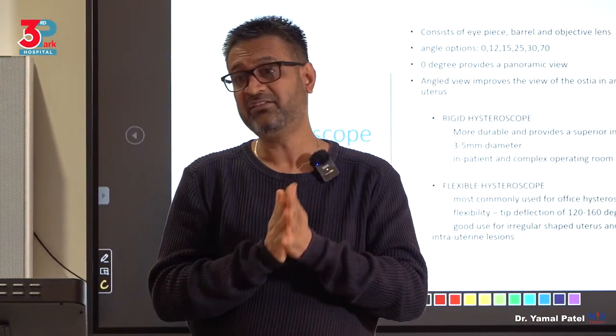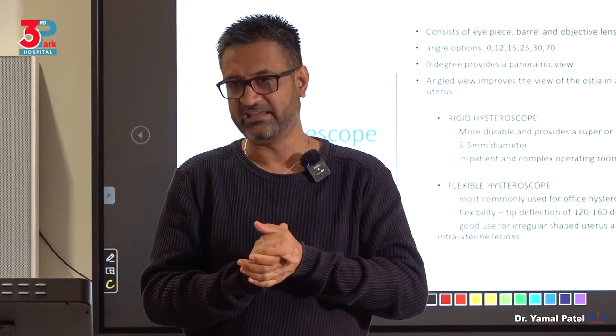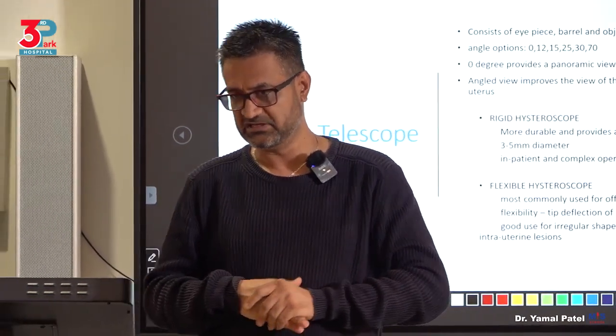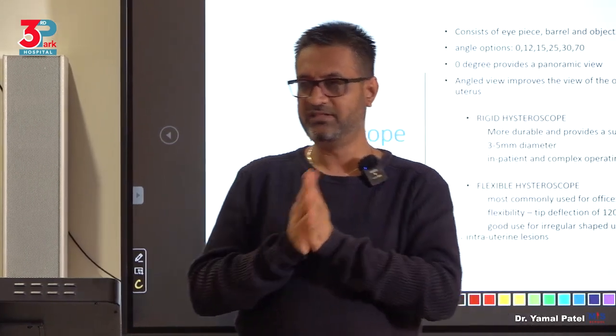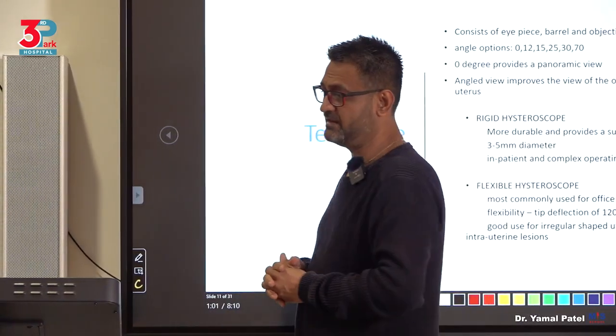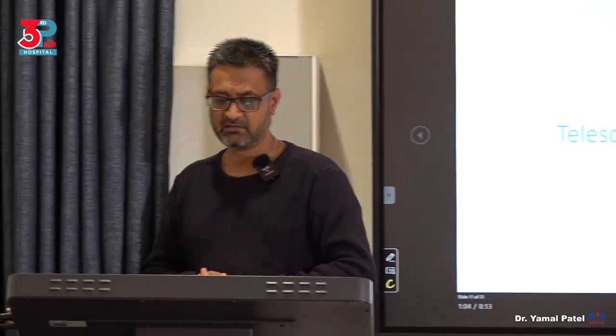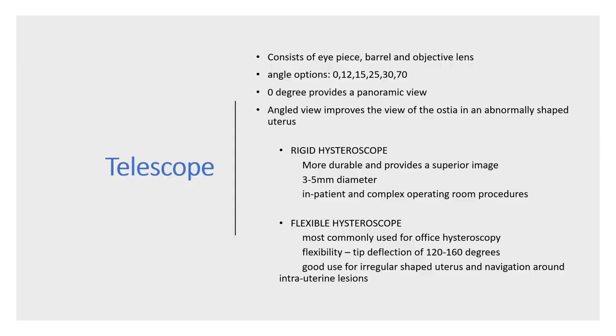But a 12 degree is excellent for resectoscopy, where we use energy. So please understand, 12 degree for resectoscope and energy-related procedures, whereas the 30 degree is very good for diagnostic and possibly cold surgery. A 0 degree would give you a very good panoramic view, but angled views are very important. That is the 30 and 12 degree for viewing the ostia, especially in abnormally shaped or positioned uteruses.